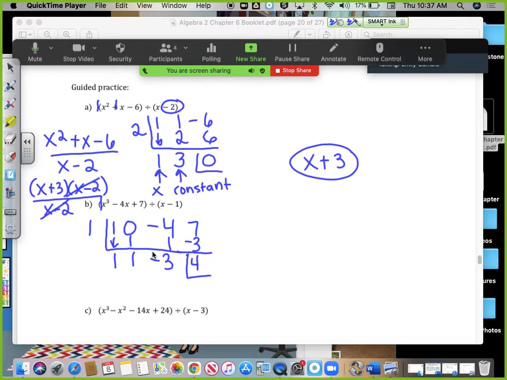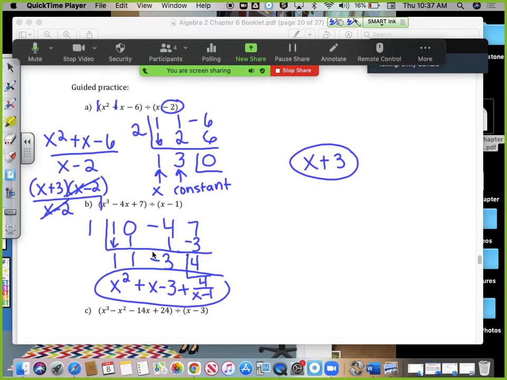Every single time, this answer here is going to be a remainder, and then you work your way up. Constant, x, x squared. So this answer will be x squared plus x minus 3. And then it's really important for you to remember the remainder is always going to be a fraction. It's going to be plus 4 over whatever you divide it by in the original problem, which you don't even use at all in this process. But you have to remember that it's going to be 4 over x minus 1. And that would be your final answer.